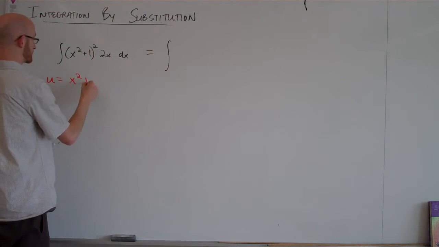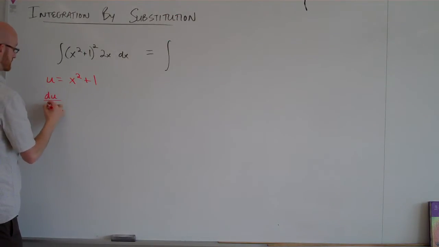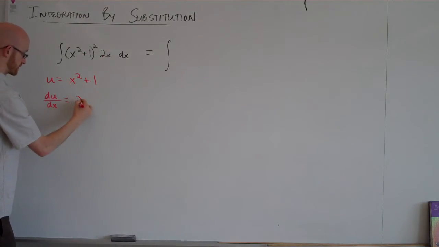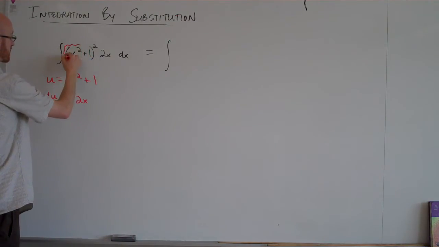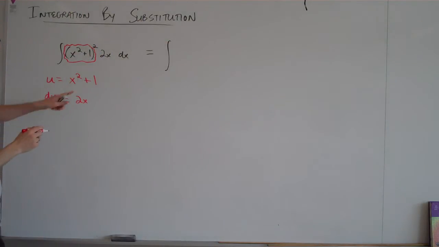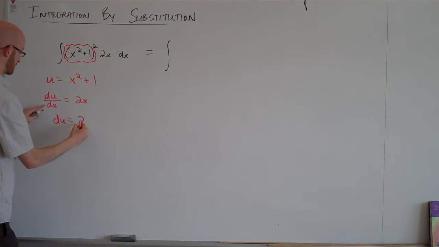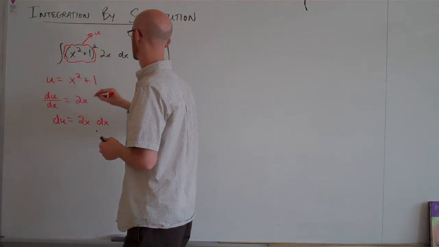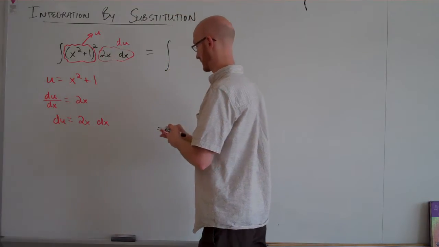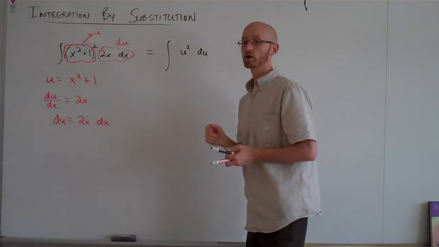What I'm going to do is set u equal to x squared plus 1, because I know the derivative of u, du dx, is 2x. So in my problem, I see this is u. And that's 2x, so that's good, but I need 2x dx. So I'm simply going to multiply my dx over. So du is equal to 2x dx. So this thing right here is u. This is du. So I have u to the second power du.